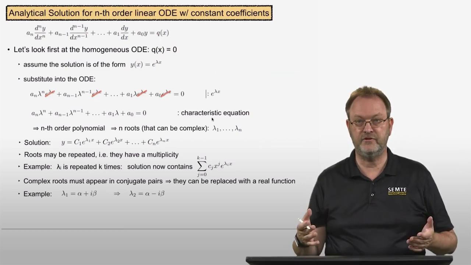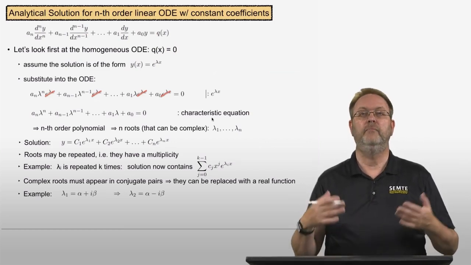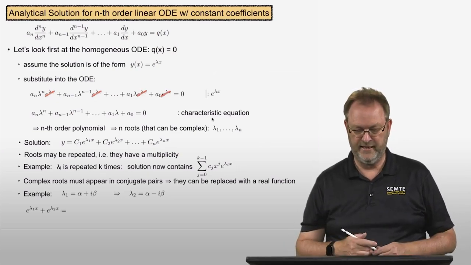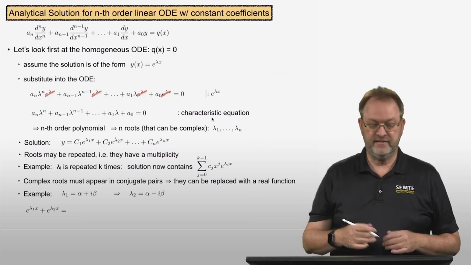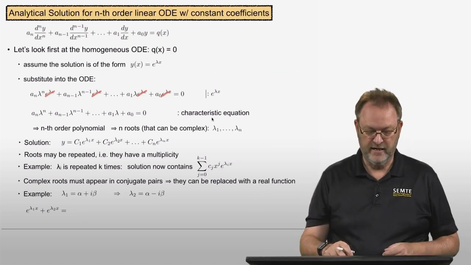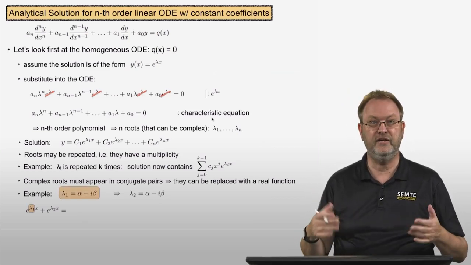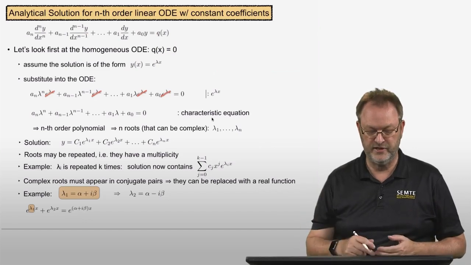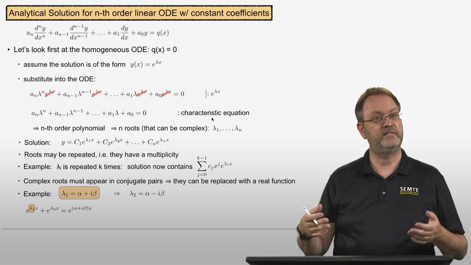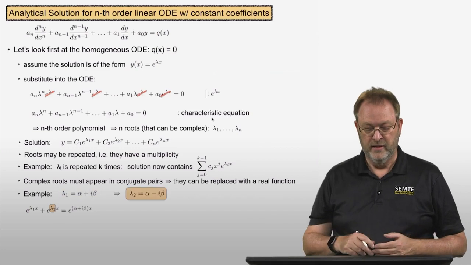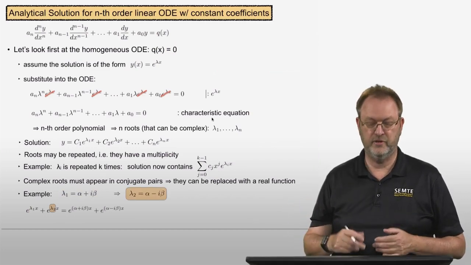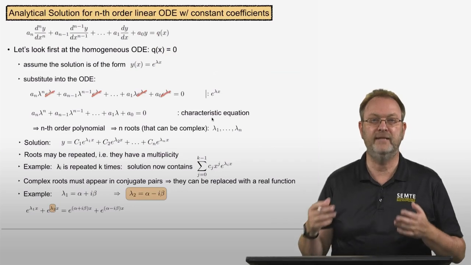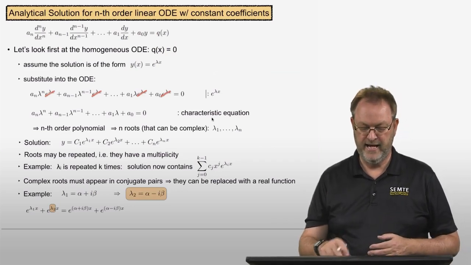So there must be a lambda 2 that is alpha minus i times beta. Now if we plug this into the solution ansatz, the e to the power lambda x, we get the following thing. So we get e to the power lambda 1 x, which is e to the power alpha plus i beta times x, plus e to the power lambda 2 x, but lambda 2 is the conjugate pair, so it's plus e to the power alpha minus i times beta x.